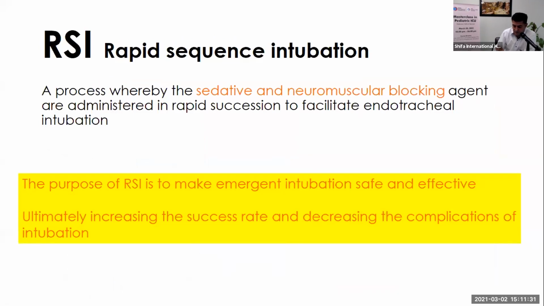If your patient is not getting better with the non-invasive, or you can see that the patient is in need of intubation, then for a patient with respiratory failure, we go for rapid sequence intubation. The concept of rapid sequence intubation is that you make an emergent intubation safe and effective, and you ultimately increase the success rate and decrease the complications of intubation. What we do in rapid sequence is give sedation and a neuromuscular blocking agent.